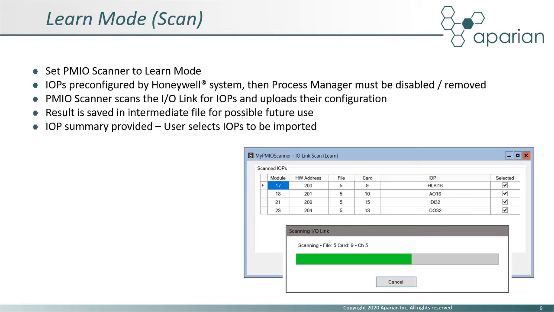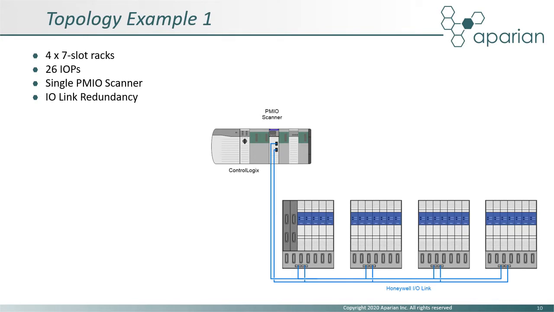The learn or scan results can be saved to an intermediate file for later offline configuration. A summary of IOPs is provided, and similar to the EB import function, the user can then select which IOPs to import. We will now look at some topology examples.